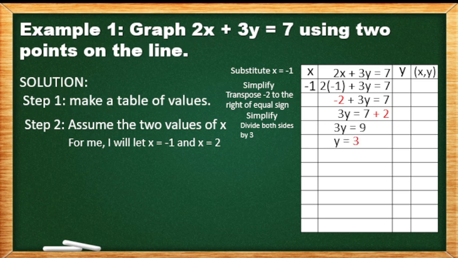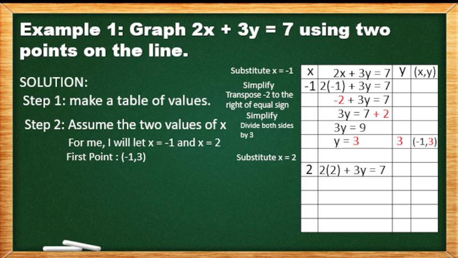Lagay natin dun sa column ng y. Ayan. Then isusulat natin siyang ordered pair. Nauna dapat ang x. So ang x natin ay negative 1. Then yung y natin is 3. So meron tayong negative 1, 3. So we have first point, negative 1 and 3. So to find the second point naman, since na-assume natin is x is equal to 2, lagay natin dito, 2. Then substitute the value of x doon sa given equation na parehas, 2x plus 3y is equal to 7.